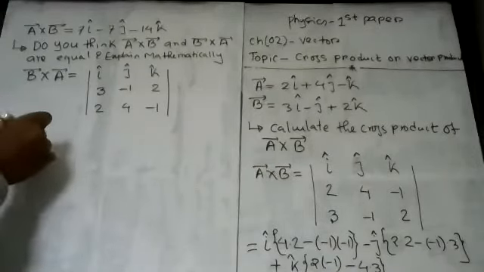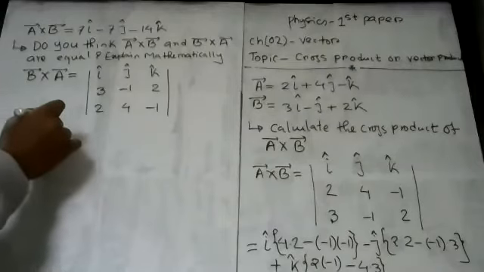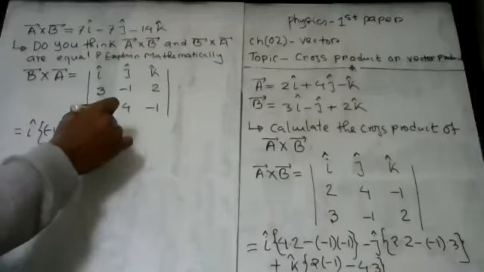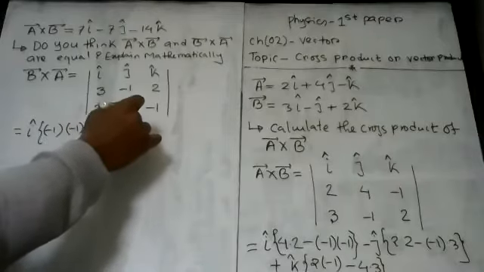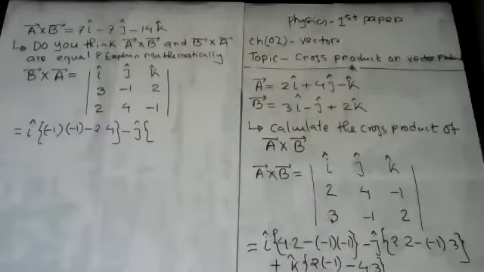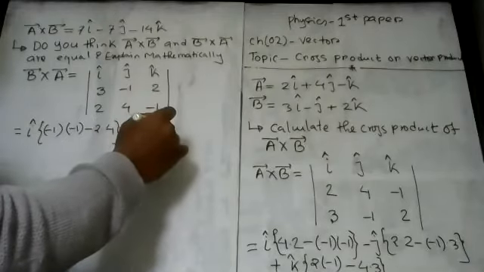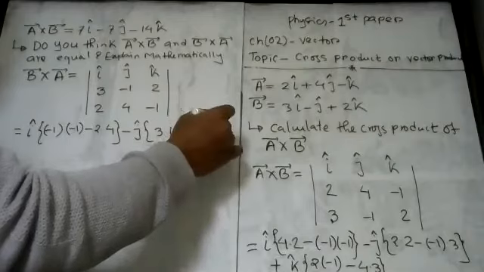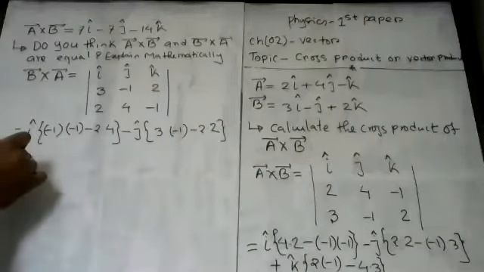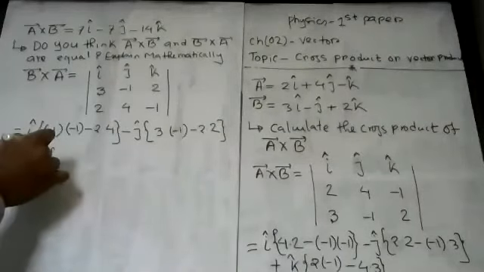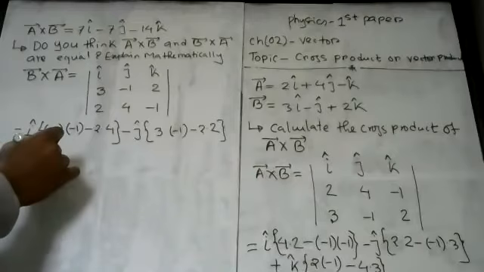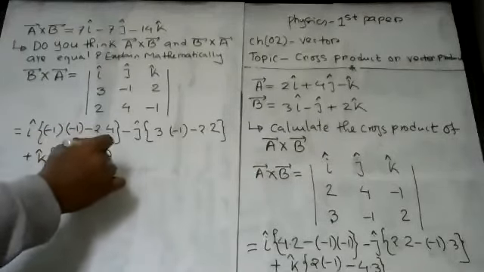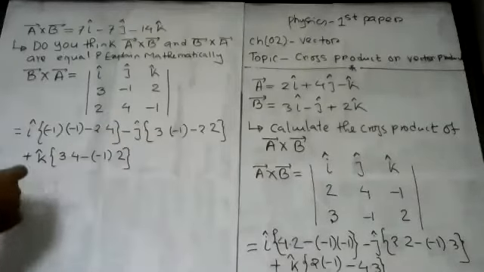Here, just like the previous one, -1 multiplied with -1 minus 2 multiplied with 4 minus j hat. When you consider minus j hat, then 3 multiplied with -1 minus 2 multiplied with 2, plus k hat, my student, plus k hat. This is 3 multiplied with 4 minus -1 multiplied with 2.